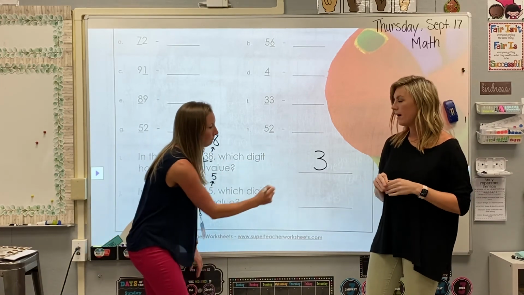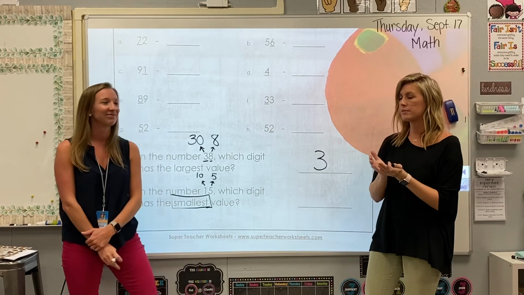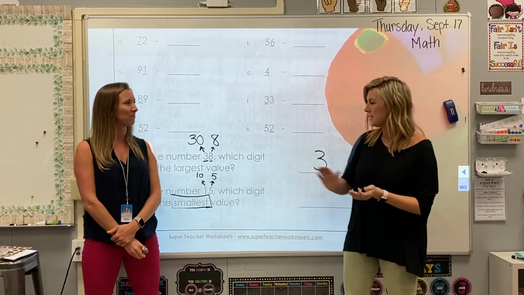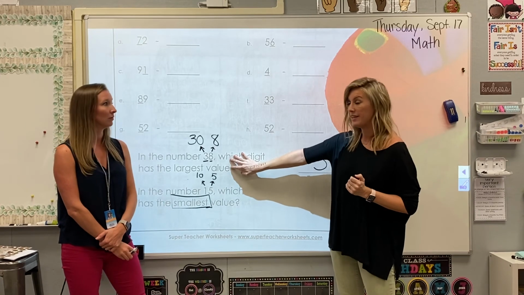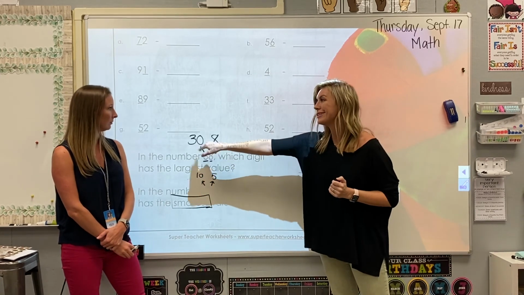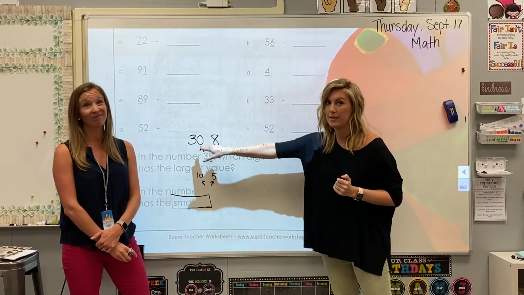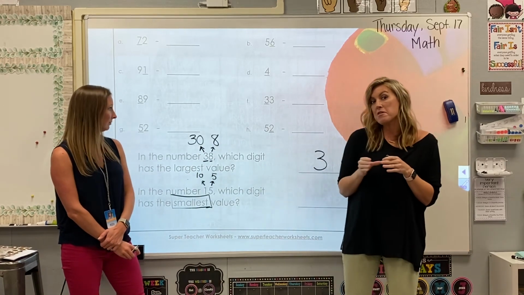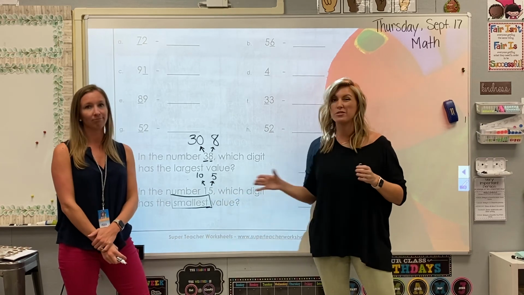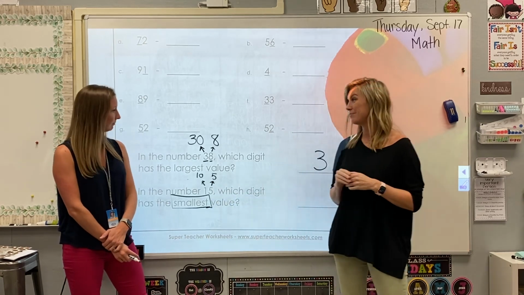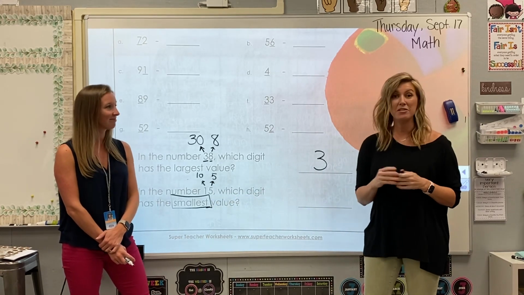I'm going to wrap this up. I'm going to seal it with a pretty bow, reminding you, if you're looking for the digit with the largest value and you only have ones and tens, it's going to be in the tens column. But if you want the smaller value, it's going to be in the ones column. Ones are worth a lot less than tens, huh? That's pretty helpful. I think that you guys are going to do great on this.